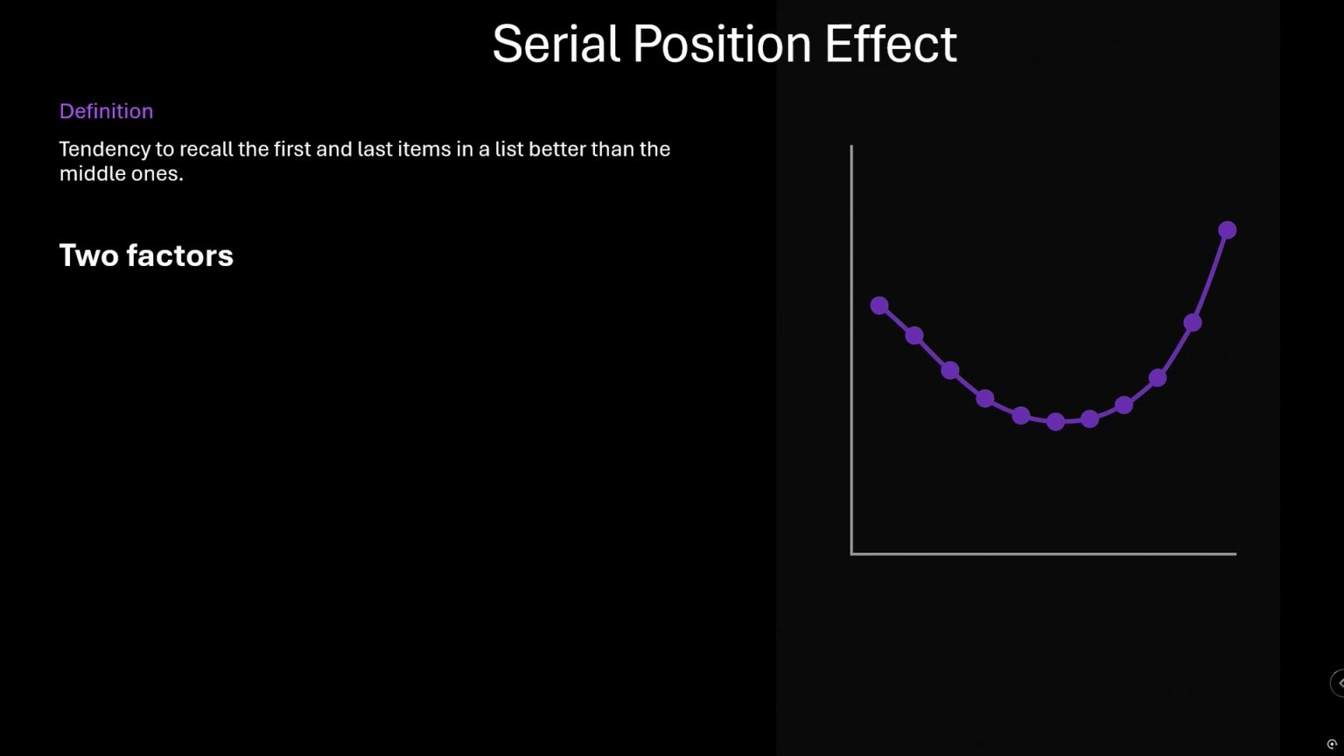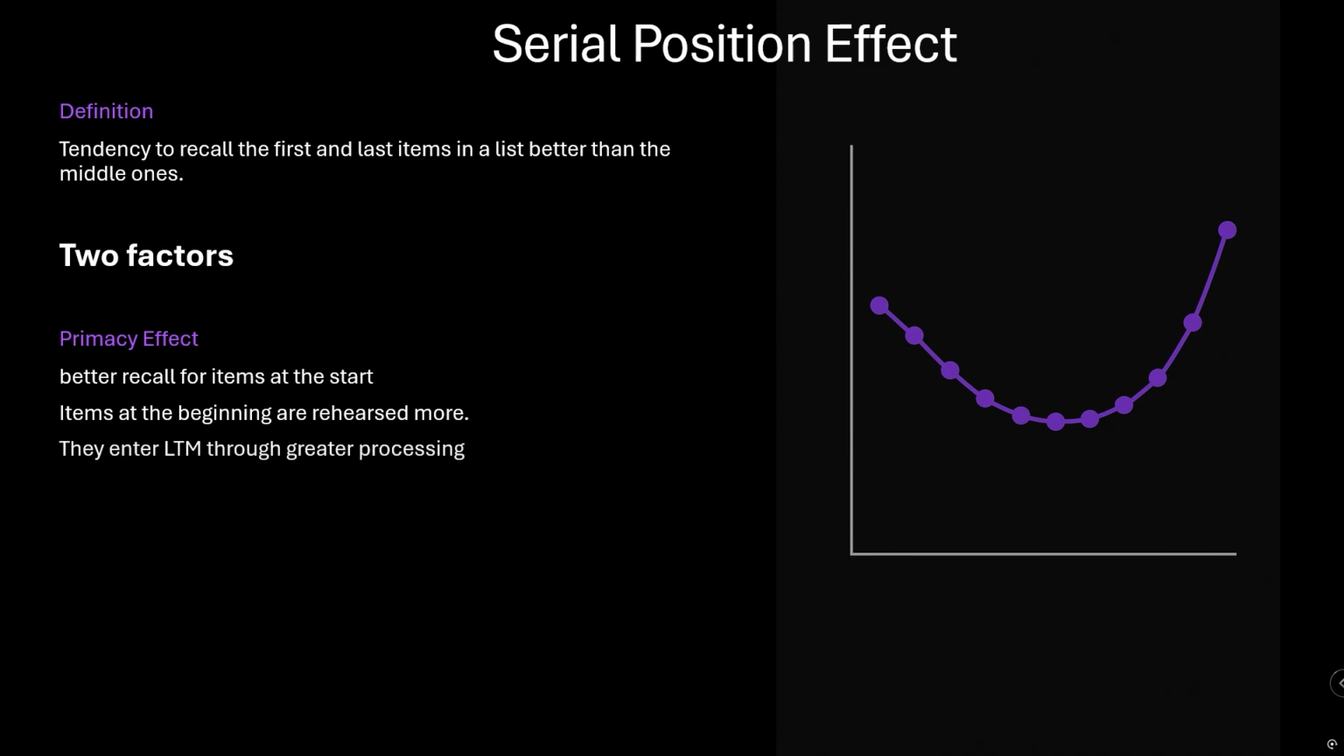There are two factors. The primacy effect, and what is that? That we have better recall for items at the start. Items at the beginning are rehearsed more because we have more time to rehearse them, more time to think of them, more time to say them over in our minds. They enter long-term memory through greater processing. So remember the levels of processing model that we looked at in the previous video. We have in essence more time to process these on a deeper level. It relies on long-term memory. So because we're going into our long-term store and it's been consolidated into long-term store, then it relies on that long-term memory.